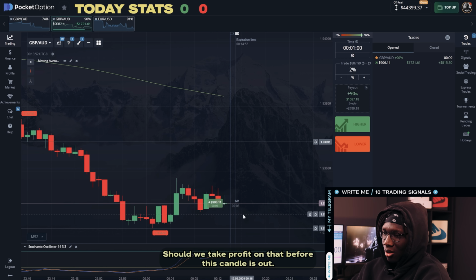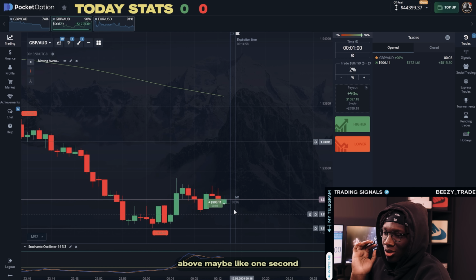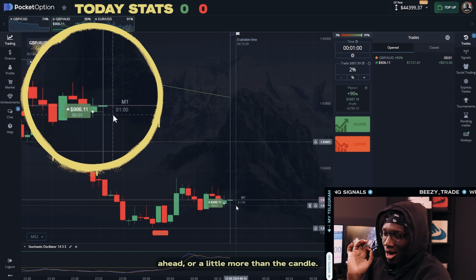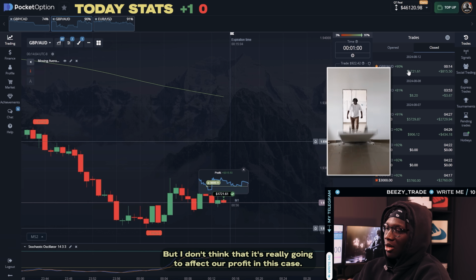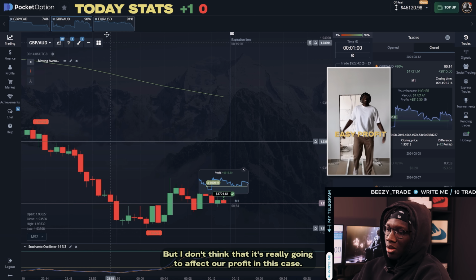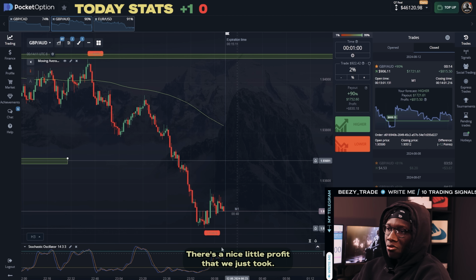Should we take profit on that before this candle opens out? So see, we're targeting exactly. We're a little bit above, maybe like 1 second ahead, or a little more than the candle, but I don't think that it's really gonna affect our profit in this case. And that's nice, I'll show you right there. That's a nice little profit that we just took.